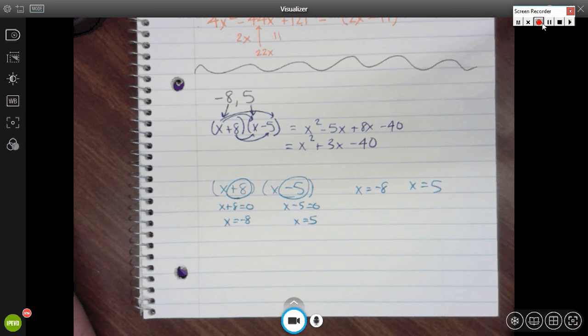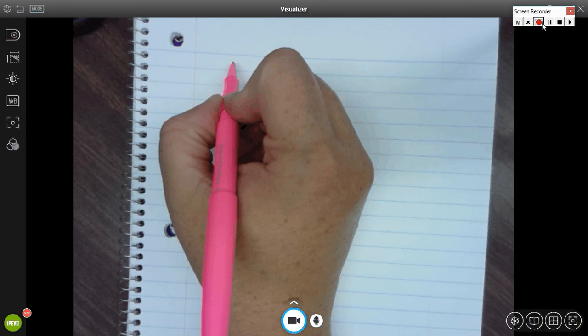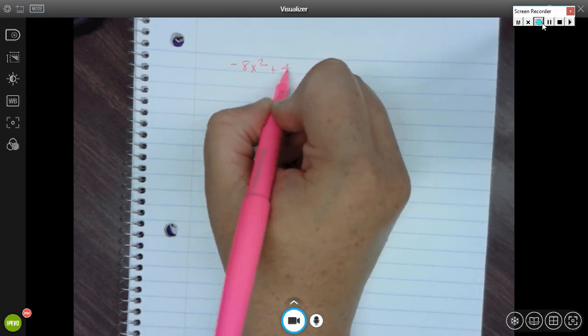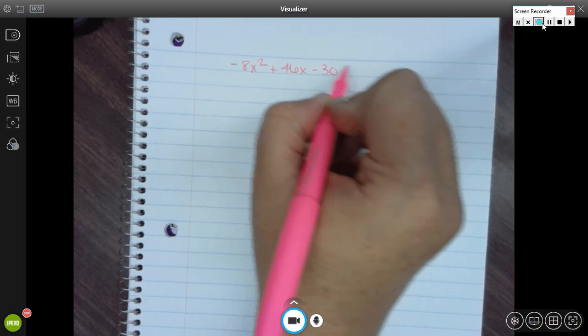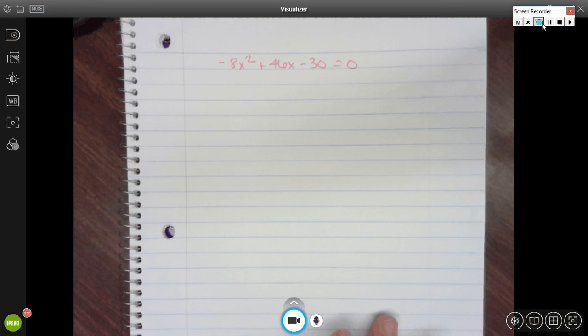Try your very, very best. One more hint before I set you loose. If you ever see a negative leading coefficient, okay, leading coefficient meaning the number in front, always try to factor that out before you start factoring. So maybe I have something like negative 8x squared plus 46x minus 30 equals 0, and I'm asked to find the zeros of the function or solve the equation here, okay?